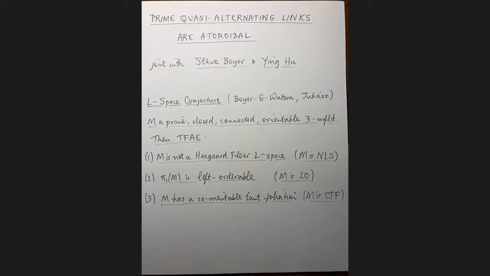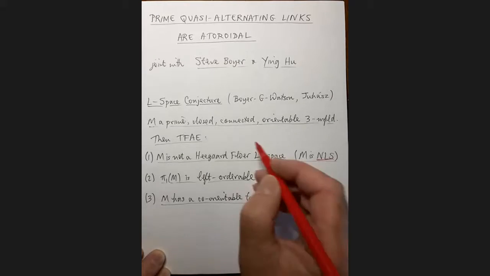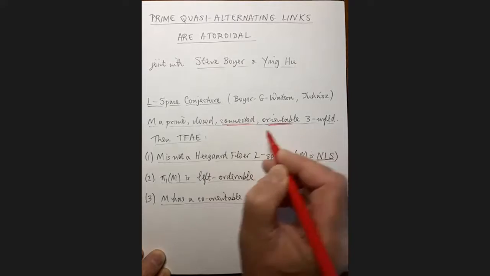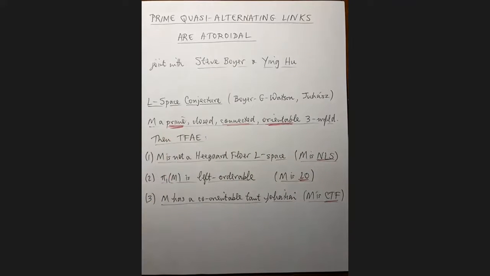The second condition is that the fundamental group is left orderable, and we'll abbreviate that to saying that M is LO. And the third is that M has a co-orientable taut foliation, and I'll abbreviate that to just M is CTF. I'll say a little bit more about these three conditions in a minute. Let me first say that throughout the talk, I'll always assume that my three-manifolds are connected and orientable, and I'll always assume they're prime as well. If I don't say that, it's implicit. Okay, so that's the L-space conjecture.